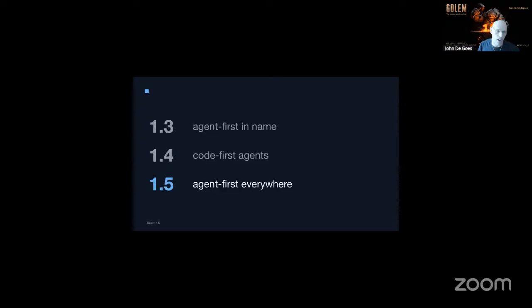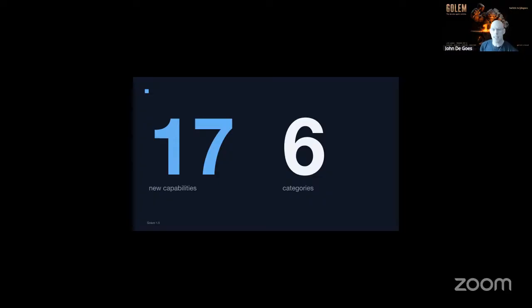This is the history of Golem 1.3. We sort of pivoted our terminology from workers to agents and started really specializing on the AI and agent marketplace. And then in 1.4, we introduced a new feature, quite significant, code first agents that dramatically simplified the way that you built agents for Golem. And then in 1.5, the theme is sort of agent first everywhere. Everything is just agent first, the command line interface, the configuration, manifest files, secrets, all that stuff. It's agent first everywhere. We have 17 new capabilities in 6 different categories.